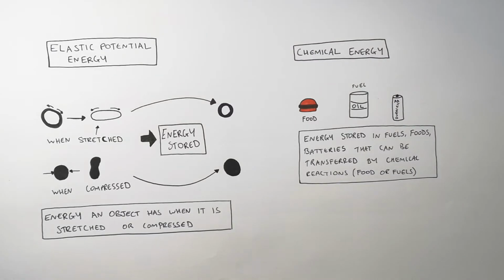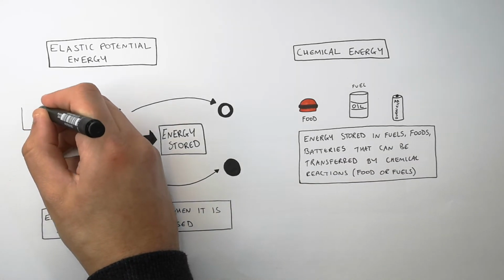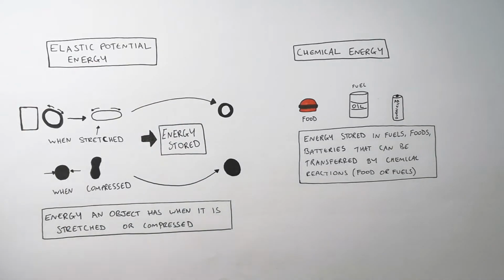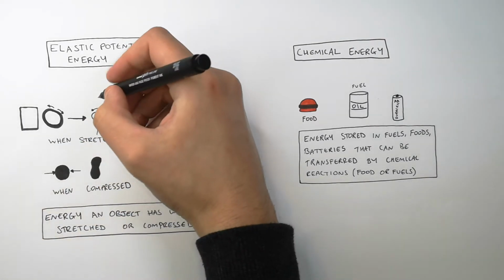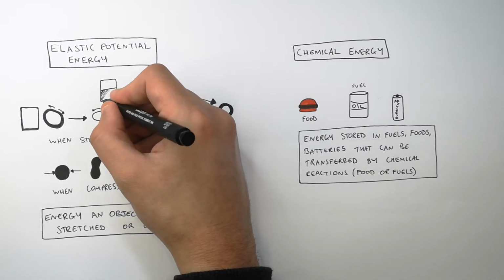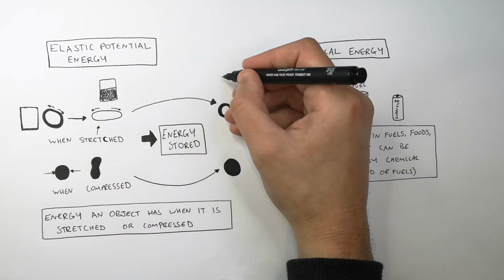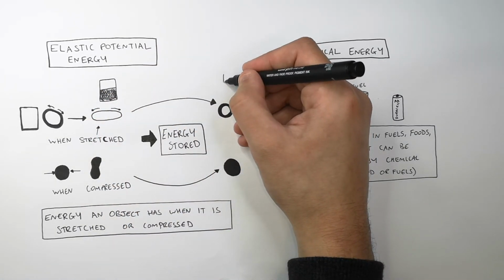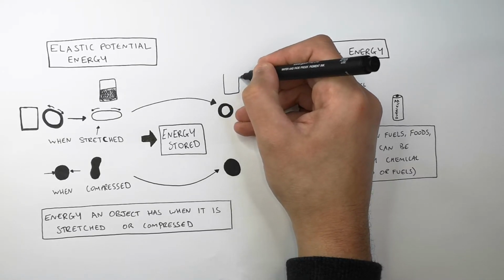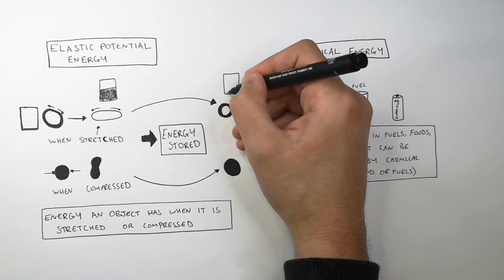Let's now look at the energy stored during the stretching and compressing process. So when an elastic band is relaxed, it has no energy in its elastic potential energy store. However, when you stretch the elastic band, the more you stretch it, the more you increase the energy in the elastic potential energy store of the elastic band. And then when you release the elastic band, energy from the elastic potential energy store of the elastic band is being transferred to kinetic energy. The energy is going to be dissipated into the surroundings.